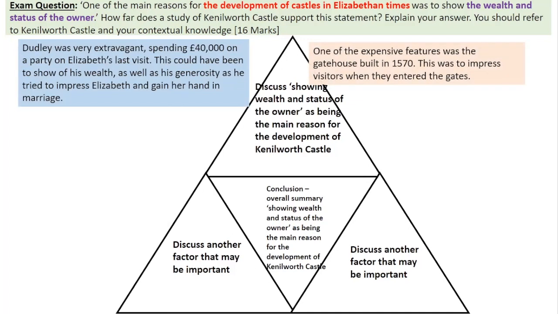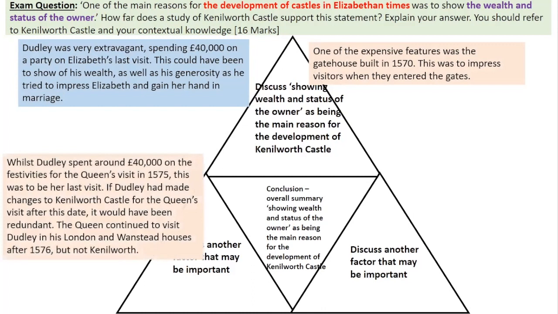Let's bring in another factor. So in other words, let's see if there were other reasons why Kenilworth Castle and other castles were built during Elizabethan times. Well, whilst Dudley spent around £40,000 on festivities for the Queen's last visit in 1575, this was in fact to be her last visit. So if Dudley had made changes to Kenilworth Castle for the Queen's visit after this date, it would have been redundant. The Queen continued to visit Dudley in his London and Wanstead houses after 1576, but not Kenilworth.